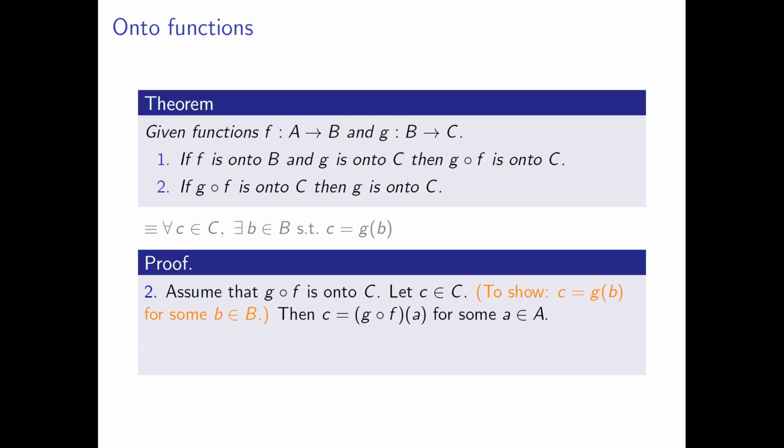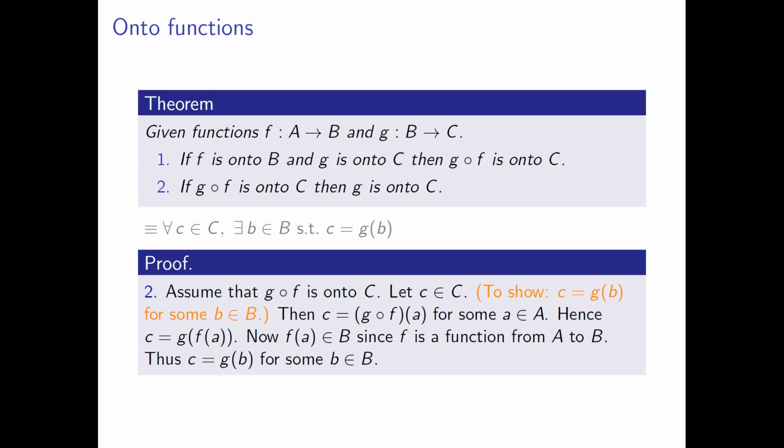Since gf is onto C, c is equal to gf of a for some element a in A. Hence, c is equal to g of f of a. Now, f of a is in the set B since f is a function from A to B. Thus, c is equal to g of b for some element b of B. Therefore, g is onto C, which proves statement 2.